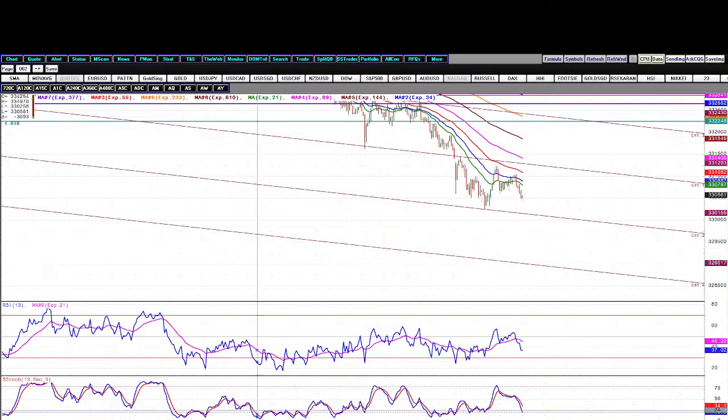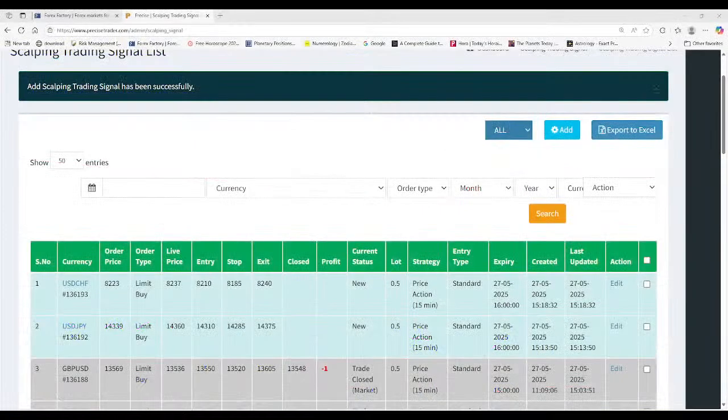okay, so we have two trades just now. Okay, we're trying to buy dollar Swiss at 82.10, trying to buy dollar yen at 43.10. I think both are missed because I think this price has already started moving up. Okay, so I think these are the two trades. One is gold trying to sell, and another one is going for a buy.